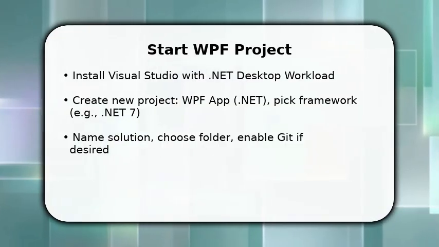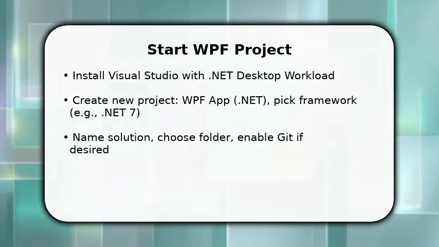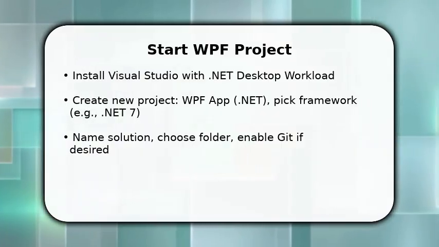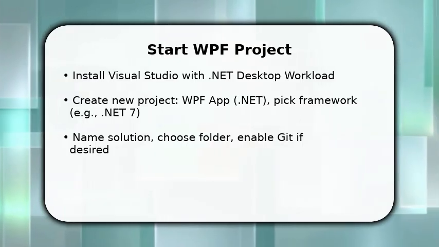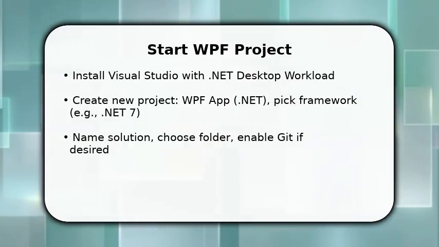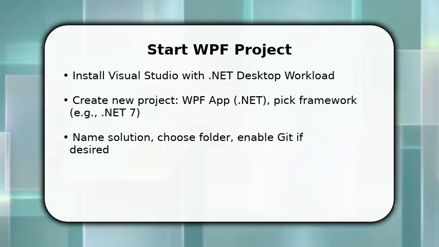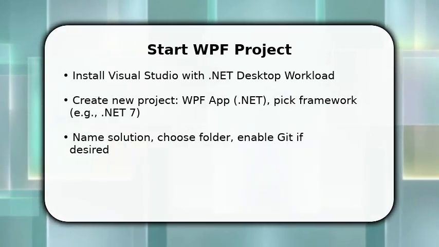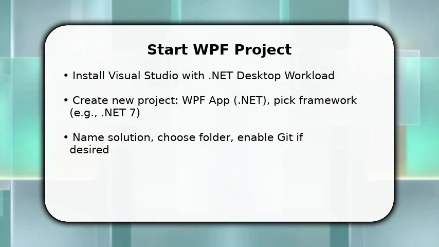You begin by ensuring Visual Studio has the .NET desktop workload installed so you can target WPF. Once done, choose New Project and select WPF app. Pick the framework version that matches your deployment needs. Make sure to name the solution clearly and pick a logical folder. If you want source control, enable Git in this step. These choices shape project structure, package compatibility, and deployment later, so don't skip them and confirm the framework before proceeding.